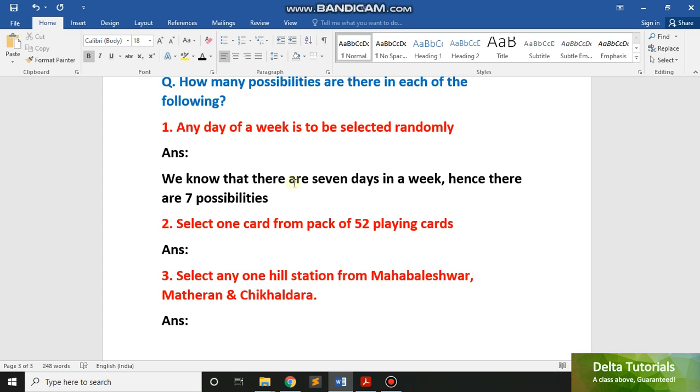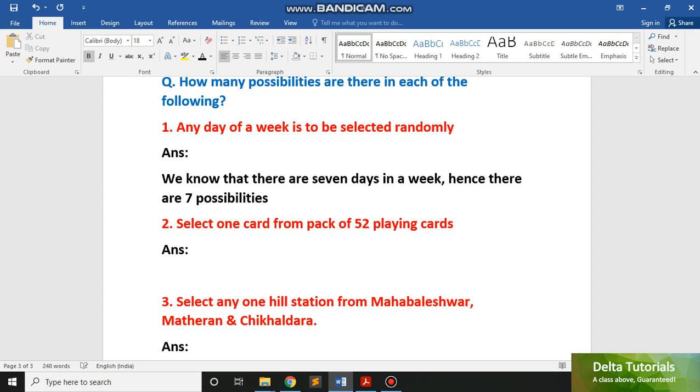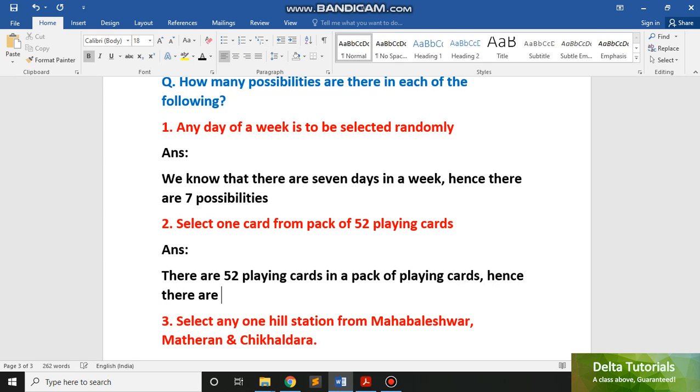See the second example. Select one card from a pack of 52 playing cards. Now this problem is simpler than the previous one, as the number of cards is mentioned already. As there are 52 playing cards, there are 52 possibilities. So we will write that properly. There are 52 playing cards in a pack of playing cards. Hence, there are 52 possibilities.